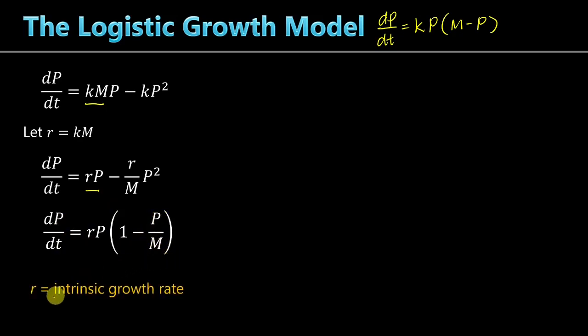So once again here, R is called the intrinsic growth rate. And M is another constant which is called the carrying capacity. So here, our dependent variable is P, which represents the population.